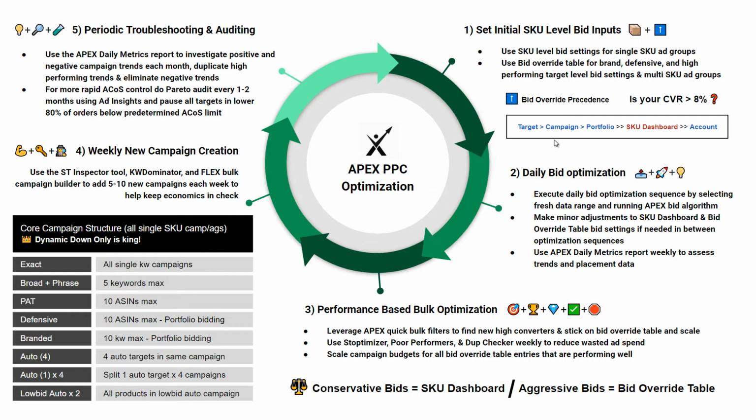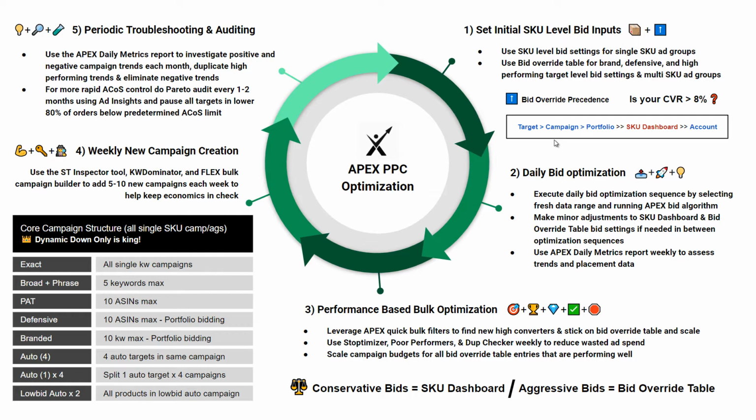So as far as exact, all single keyword campaigns. Broad and phrase, 5 keywords max per campaign. Product ASIN targeting, 10 ASINs max. Defensive, 10 ASINs max. Branded, 10 keywords max. We talked about the defensive and branded being portfolio-based bidding. We can talk about that in the next video.